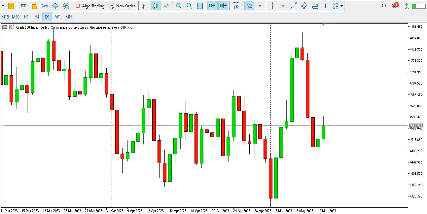Okay, let's finally look at Crash 500 index on the daily time frame. This is the daily time frame for Crash 500 index.